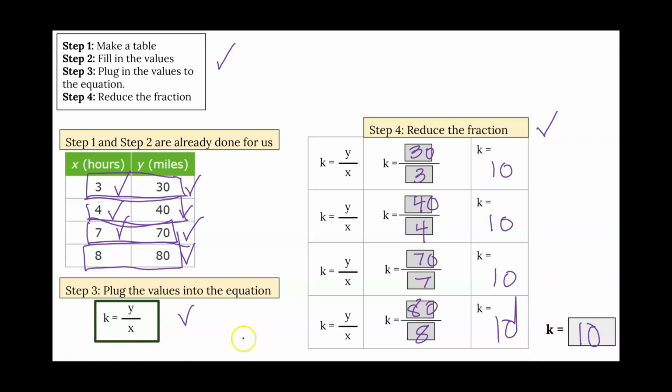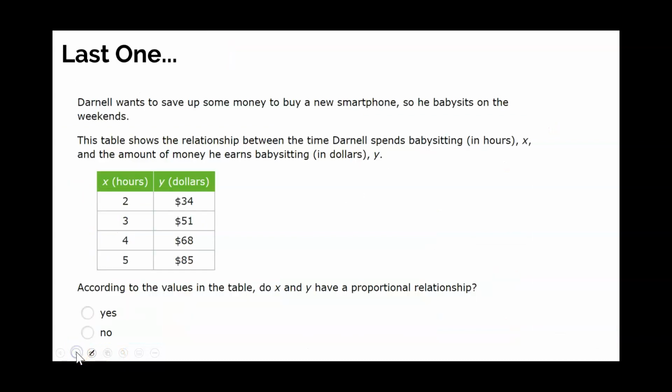We are going to do one last example together. It says Darnell wants to save up some money to buy a new smartphone, so he babysits on the weekends. This table shows the relationship between the time Darnell spends babysitting in hours, which is X, and the amount of money he earns babysitting in dollars, which is Y. According to the values in the table, do X and Y have a proportional relationship?